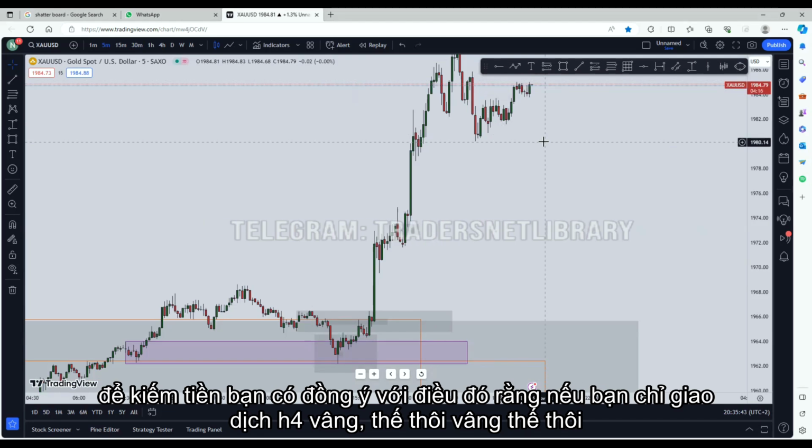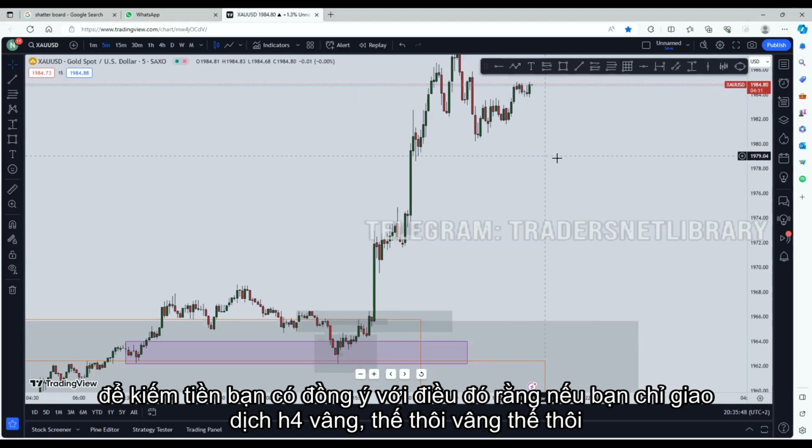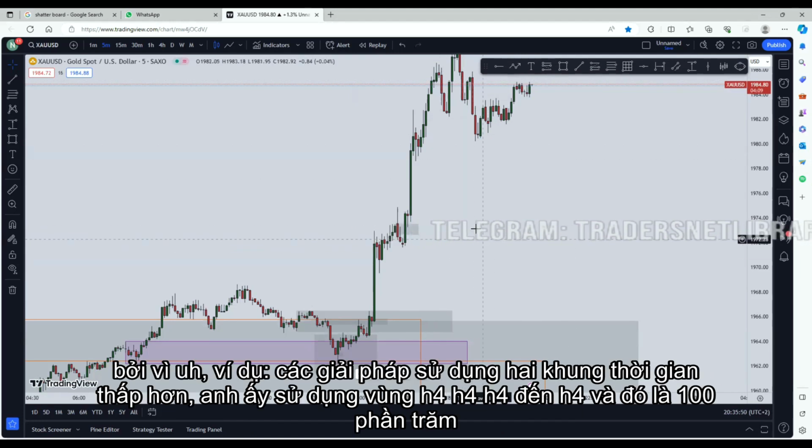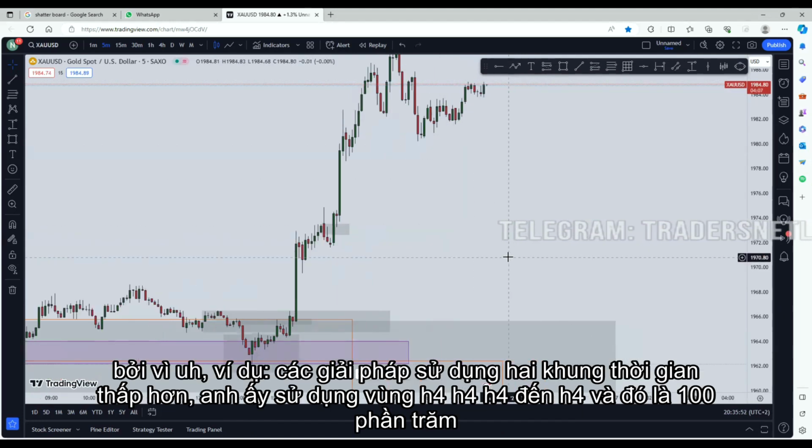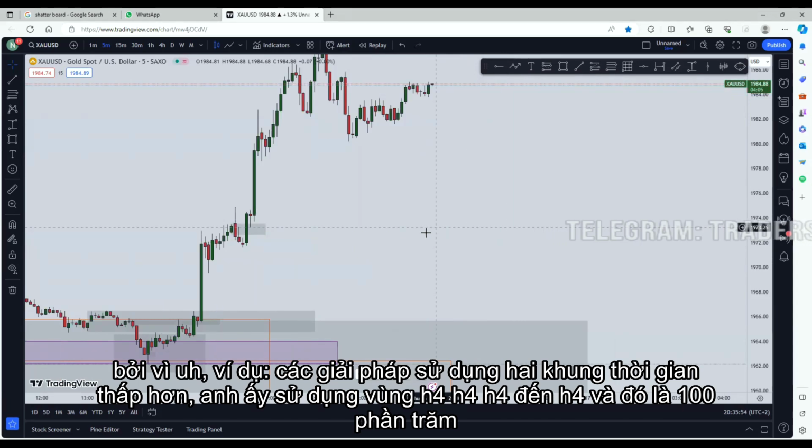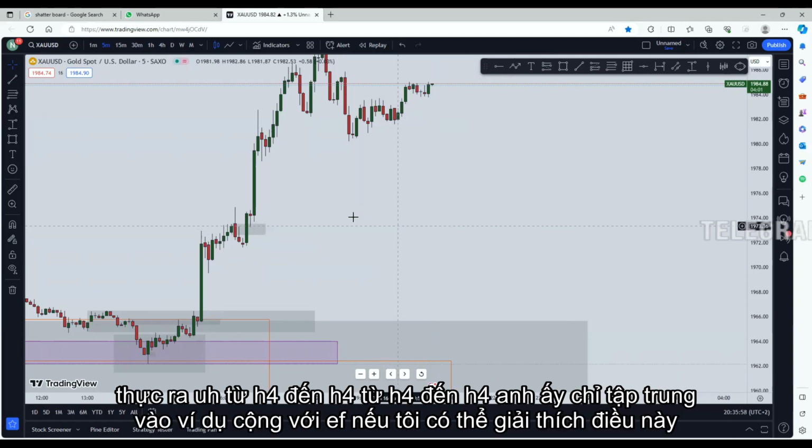Do you agree with that, that if you only trade H4 and M30? Yeah, that's all, because EG Solutions uses 2 time frames lower. He uses H4 to H4 zone, and it's 100% accurate. From H4 to H4, he only focuses on EG plus EF.